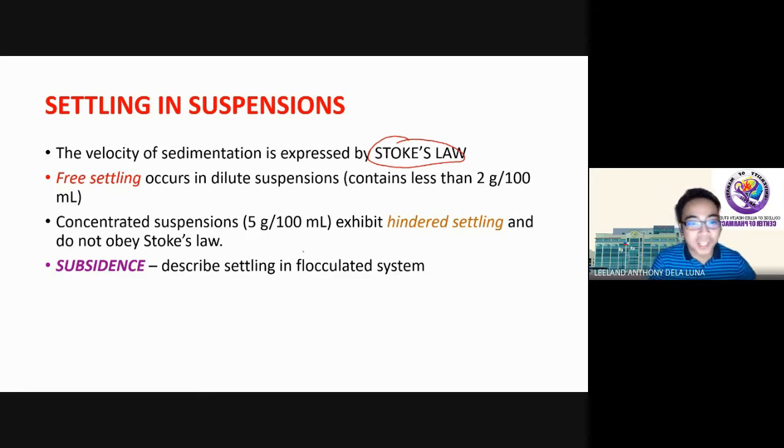Now, what about kung masyado namang concentrated ang suspension mo? Ang mangyayari ay nagkakaroon ng hindered settling. And this one does not obey Stokes' law. Normally, a concentrated suspension would be a suspension having a concentration of 5 grams per 100 ml. Pag dilute naman, usually it's less than 2 grams per 100 ml. Now, the process at which a suspension settles in a flocculated system is called subsidence. Ito yung term na ginagamit natin. So, subsidence is the settling of our particles in a flocculated system.